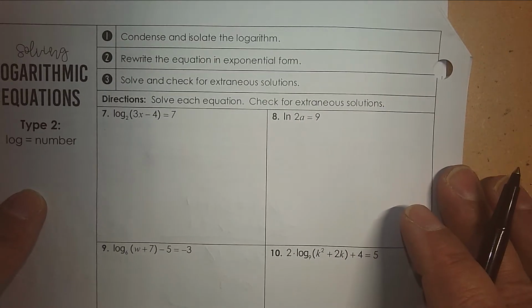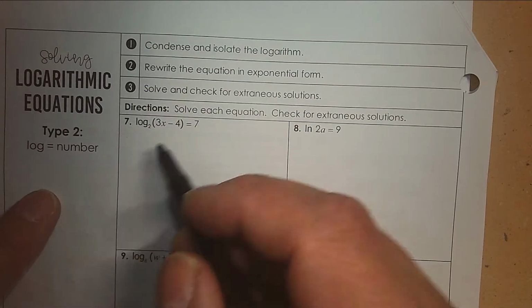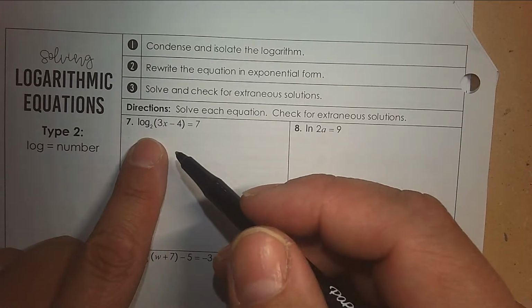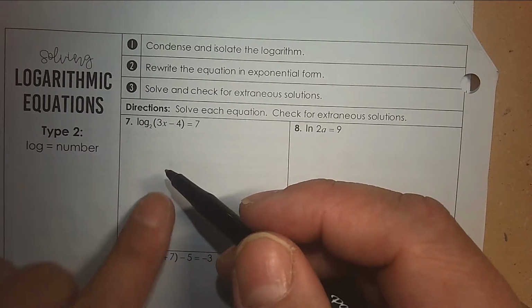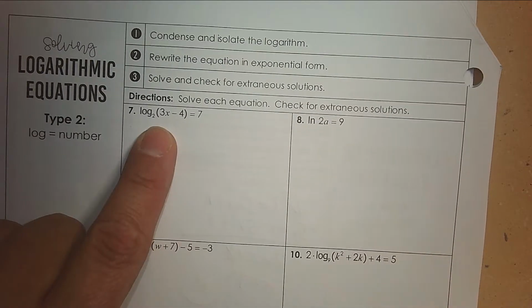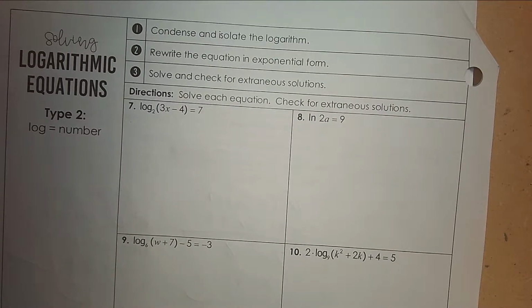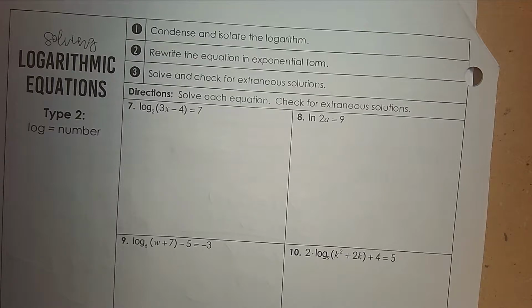Here's a second type of logarithm equation when you have a logarithm on one side and a number on the other side. So if we have more than one logarithm, we're going to condense it into one logarithm. But at this step, we're actually going to write it in exponential form to solve it. So when you have a logarithm equaling a number, you have to write it as an exponential.